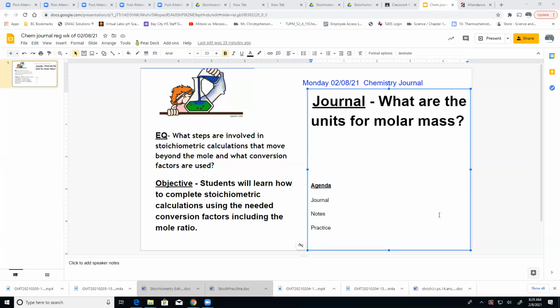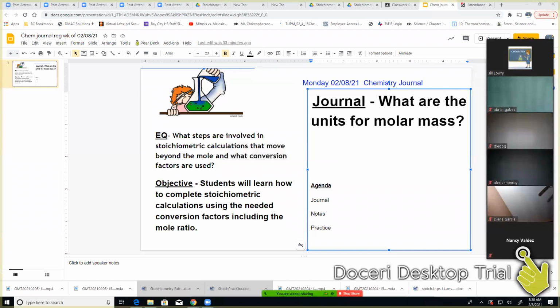With stoichiometry, we're going to go to 3 steps, which is the most that we'll go. So we're going to be adding molar mass as a conversion factor. Does anybody remember what the units are for molar mass? Grams, exactly. Grams per 1 mole. So today that's going to be the conversion factor that we're adding along with the mole ratio.